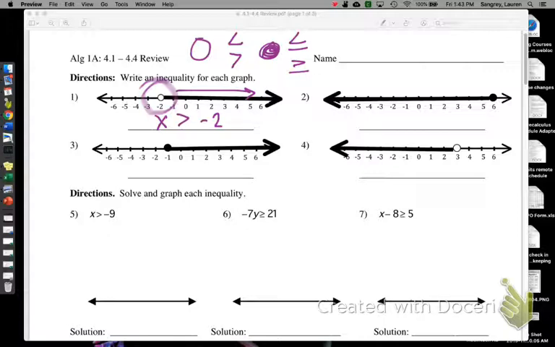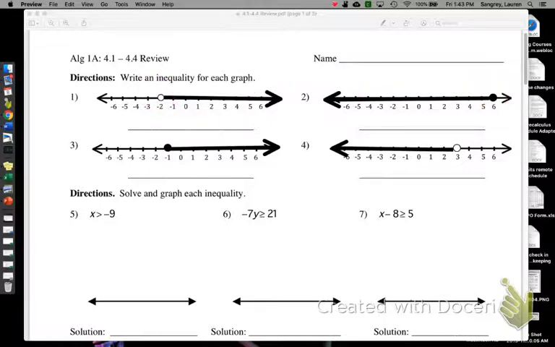For number 2, I can see that I have a closed circle at 6. So I write the variable first, then I write the number, and I see that all of the numbers less than 6 are shaded. The arrow's going to the left. So this is a less than or equal to symbol because it's a closed circle as well.